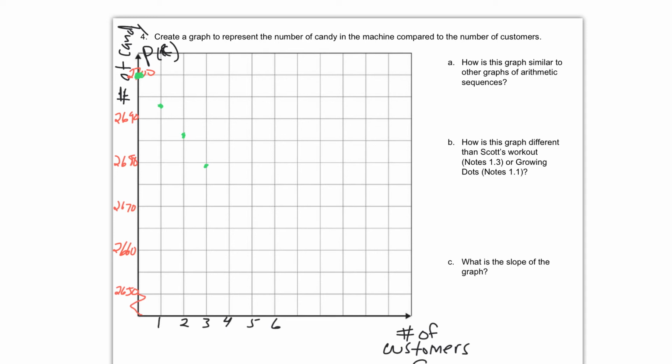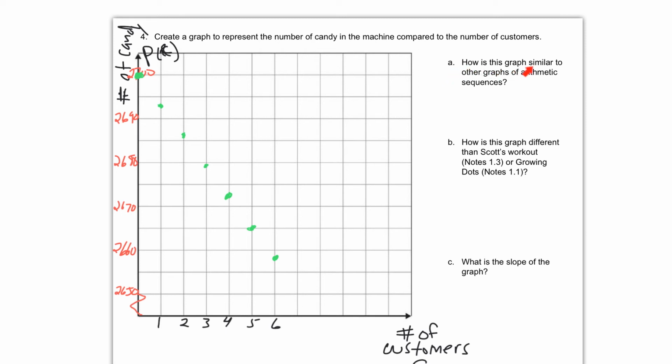4 was 2,672. So almost halfway between 70 and 75. 5 was 2,665. And 6 was 2,658, which is about right here. Okay, so then let's take a look at the follow-up questions.